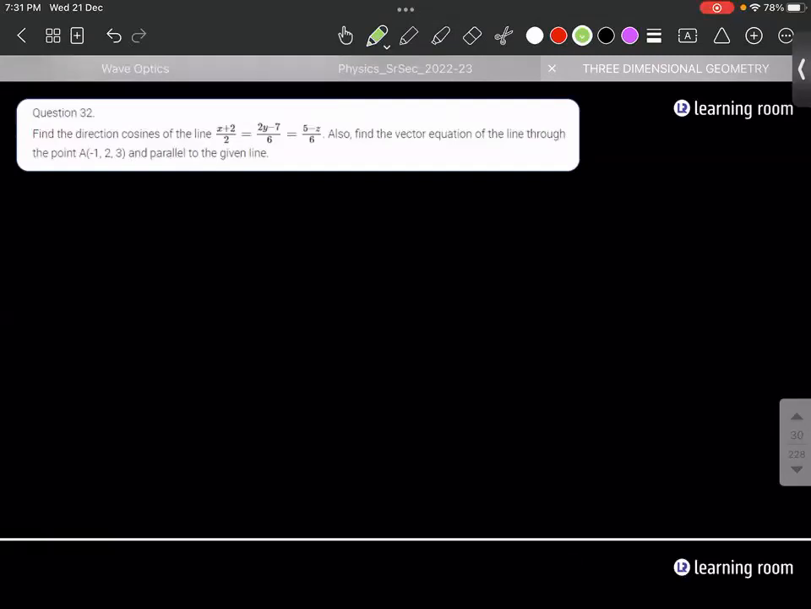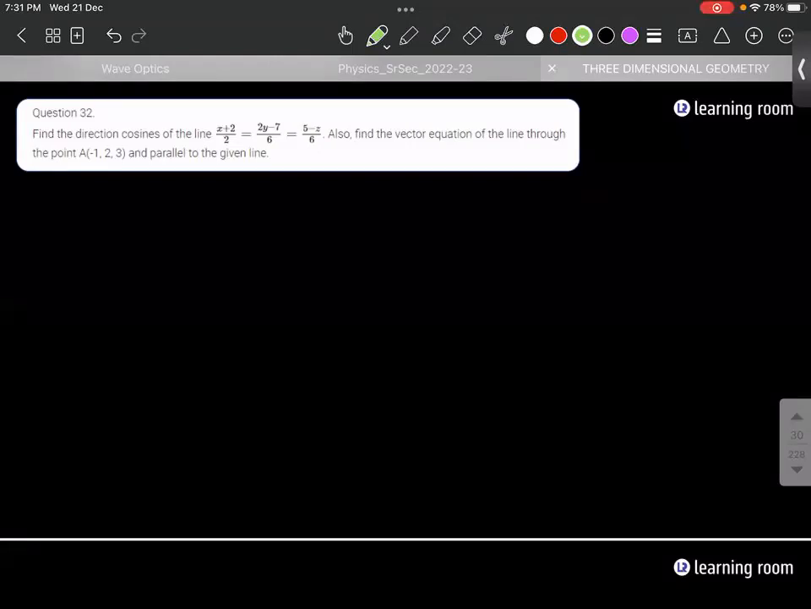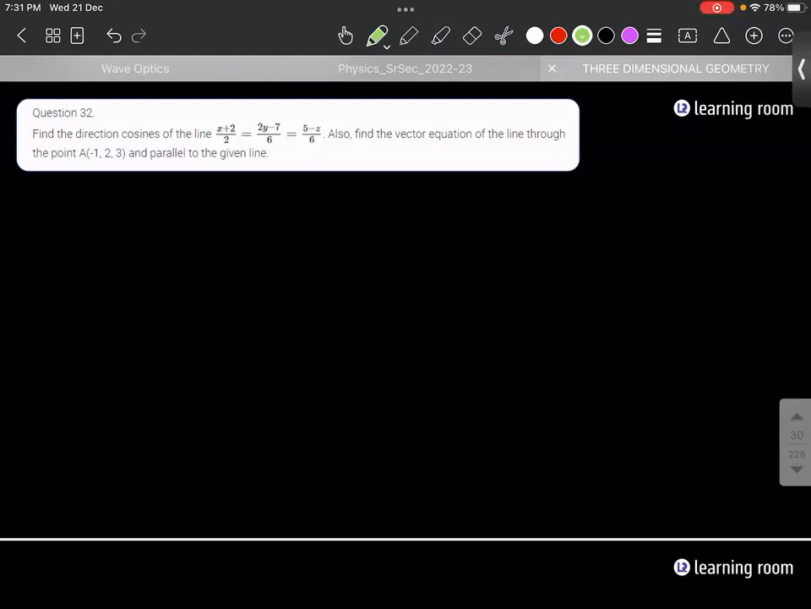Solve this. Find the direction cosines of the line (x plus 2) by 2 is equal to (2y minus 7) by 6 is equal to (5 minus z) by 6. First arrange it in the standard form.